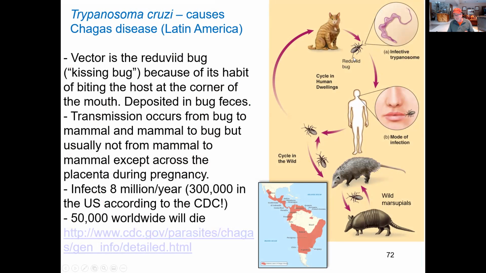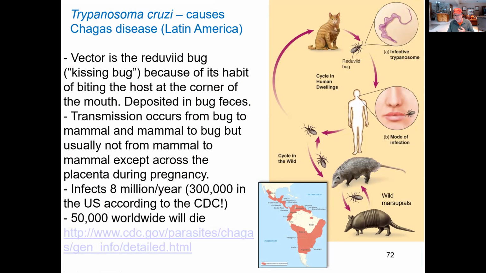Okay, so what ends up happening is the reduviid bug will harbor a stage of the trypanosome. Again, here's what it would look like inside the reduviid bug. It looks quite similar, doesn't it, to what we saw in the previous slide of the sleeping sickness, with this undulating membrane, and it's flagellated. And so what the reduviid bug does is when you're sleeping at night, it crawls up onto you and goes to the corner of your mouth and bites you while you're sleeping.